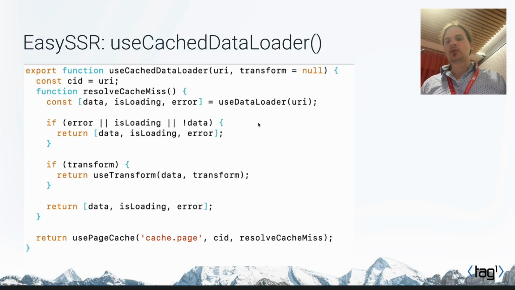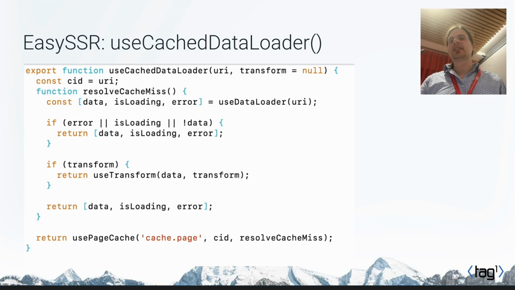So what we then do is we create essentially a decorator, and we create a use cache data loader. And this use cache data loader, we use a very, very familiar pattern again. We have a resolve cache miss function, which is given as a callback to the page cache, and we have a cache ID, which is essentially just a URI. And then we have a transform function, which ensures that what we store in the page cache is not the raw JSON API responses, which can get really, really large, but the already transformed data. So the data used for the rehydration of the page is again minimal.